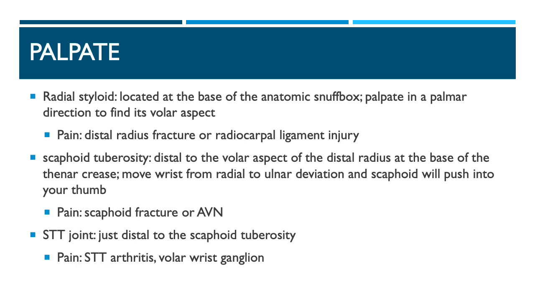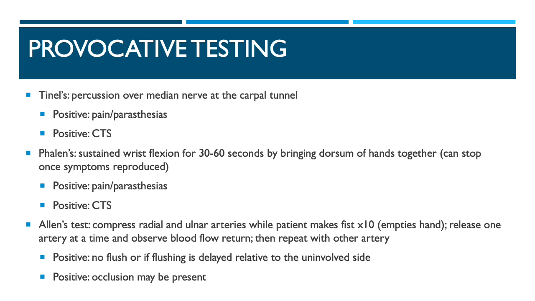The STT joint is found just distal to the scaphoid tuberosity, and pain here can indicate STT arthritis or volar wrist ganglion cyst. Provocative testing at this area largely looks at carpal tunnel syndrome.